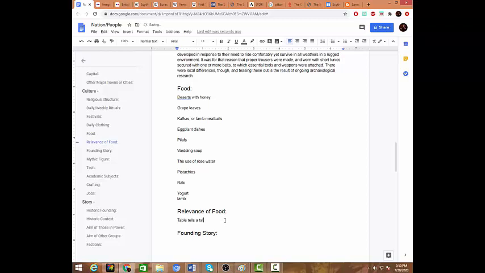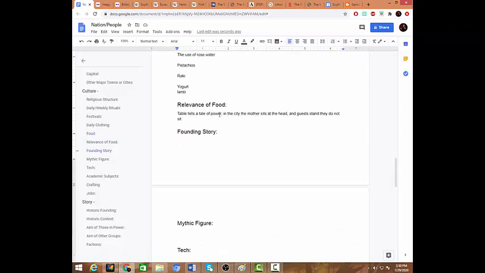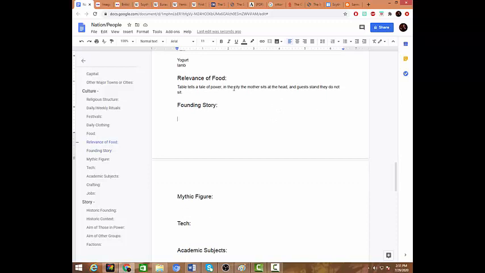Table tells a tale of power. The city, it's at the head, and guests stand. They do not sit. So basically, like, a dinner is a special thing. And I think that it would be the choice of the woman of the house, whether an older guest or maybe a guest who is differently abled would be allowed to have a chair. But the kids, husband, they're sitting down. Somebody who lives in the house, they're allowed to sit down.